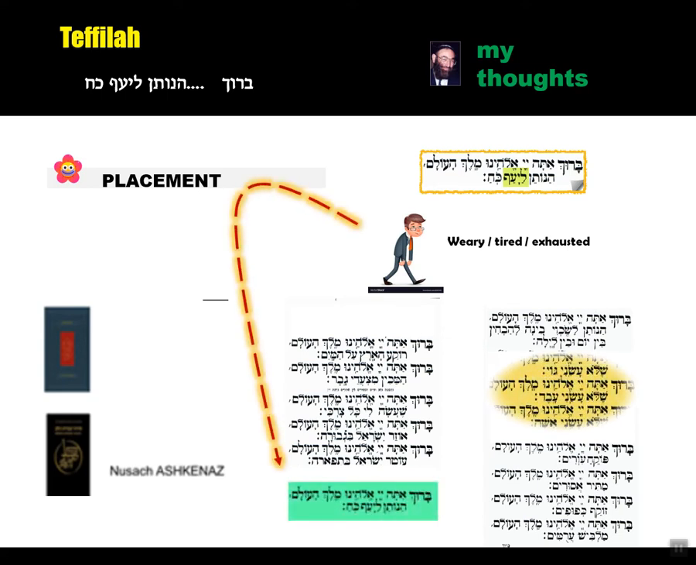Similarly, there are 3 other brachot that are not listed in Masechet Brachot: the Shelo Asani Goy, Shelo Asani Ave, Shelo Asani Isha. These 3 brachot in the Nusach Ashkenaz are inserted between the Notein L'Sechvi Bina, the first, and the Pekach Ivrim, the fourth, of the Birchat HaShachar.